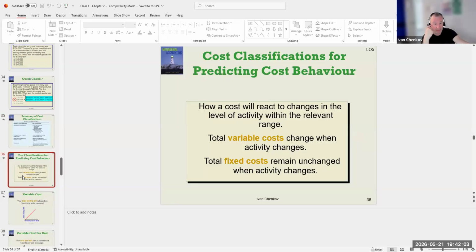How are we going to predict the cost? In order to predict the cost, we are going to separate them into only two types of costs. One is the variable cost, the other one is fixed cost. Both costs behave in total and per unit. For the total, variable costs in total always and always are going to change when the level of activity changes.